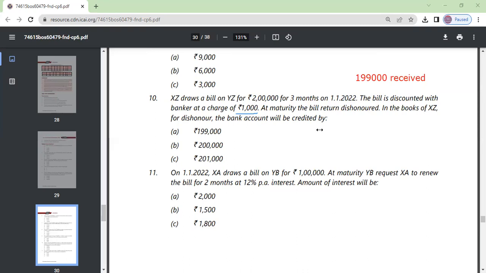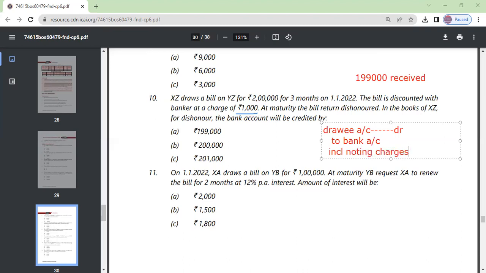First, what is the journal entry when the bill is dishonored in the books of drawer? Drawee account debit to which account? To bank account, including noting charges. Including noting charges. Why? Sir, why noting charges?